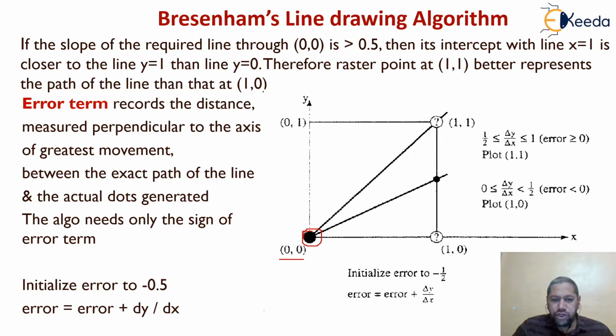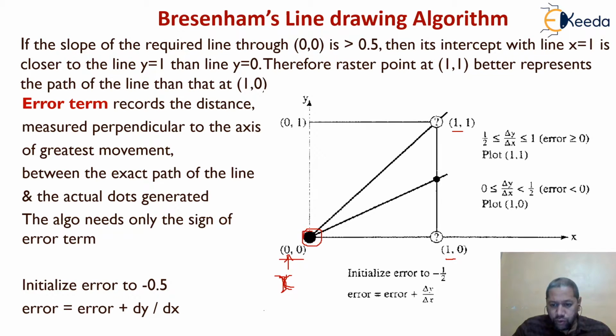Suppose in this particular case I assume that x is always incremented by 1. So what I'm considering here is that x is always incremented by 1. This 0 is my x value, this is the x value that I'm having. The x value is always incremented by 1, so x becomes 1. This also indicates that x is 1.